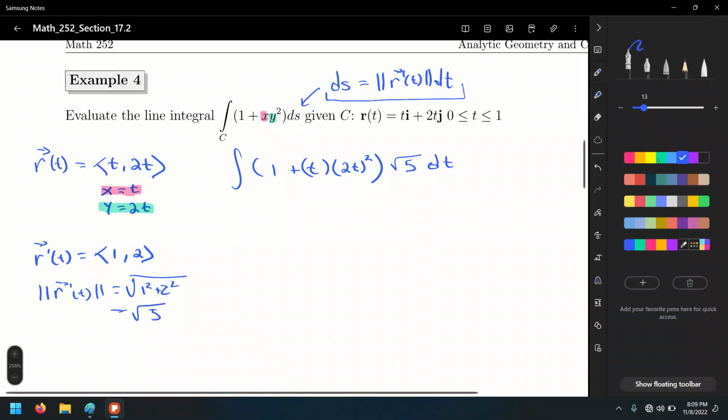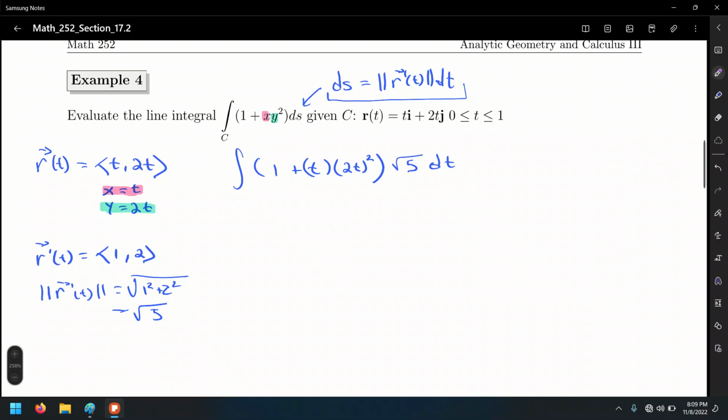And let me highlight this just so you can see where this is really coming from. The square root of 5 is the magnitude of the derivative of the vector. Alright? And this should result in a basic integral that goes from 0 to 1, because that's the interval that we were given.